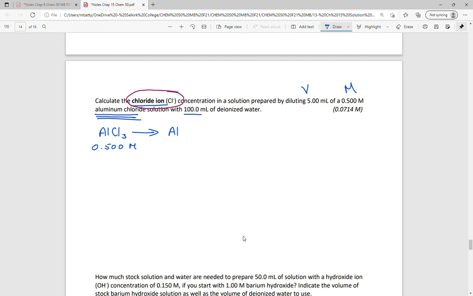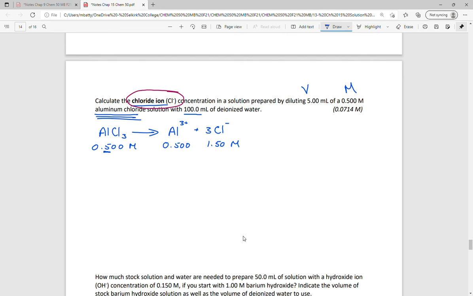So we have the aluminum 3+ ion and 3 chloride ions. I left the aqueous states off here. Sorry, I probably should have put them in. So this is a 1-to-1 ratio, but for every mole per liter of aluminum chloride, that's going to give us 3 moles per liter of the chloride ion. So 1.50 moles per liter of the chloride ion.